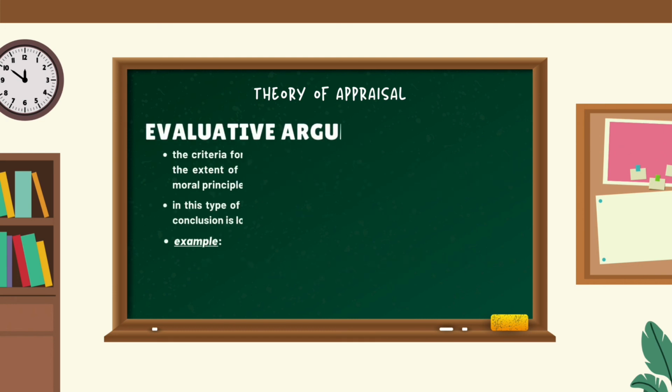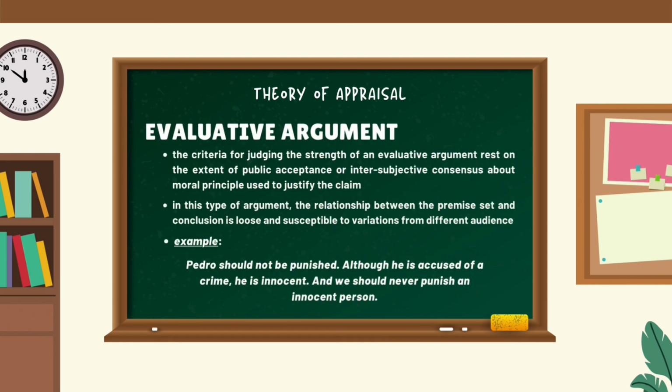Lastly, we have the evaluative argument. The criteria for judging the strength of an evaluative argument rests on the extent of public acceptance or intersubjective consensus about moral principles used to justify the claim. In this type of argument, the relationship between the premise set and the conclusion is loose and susceptible to variations from different audiences. Example statement: Pedro should not be punished. Although he is accused of a crime, he is innocent, and we should never punish an innocent person.